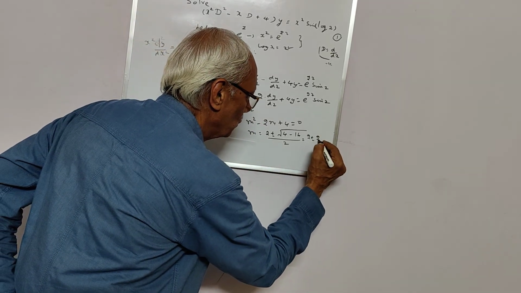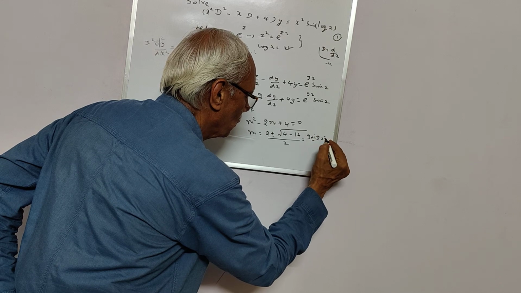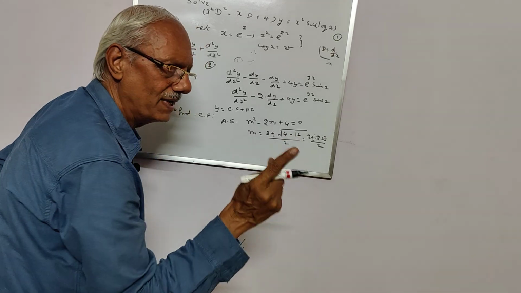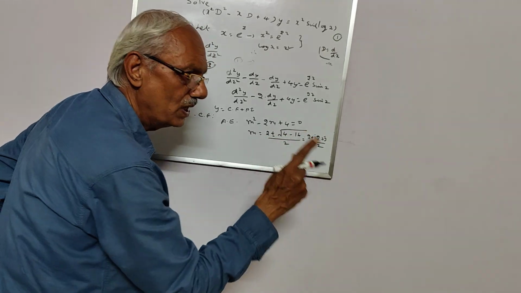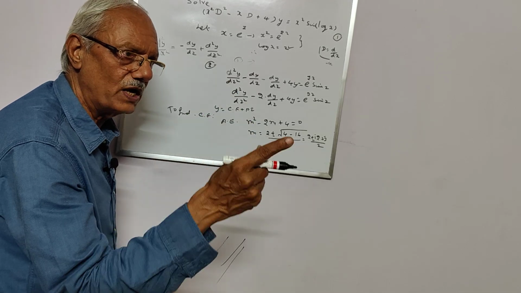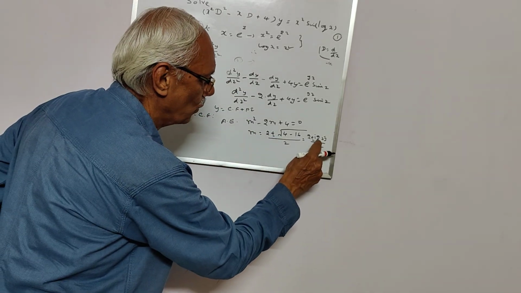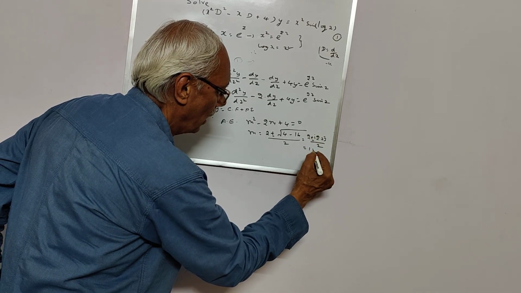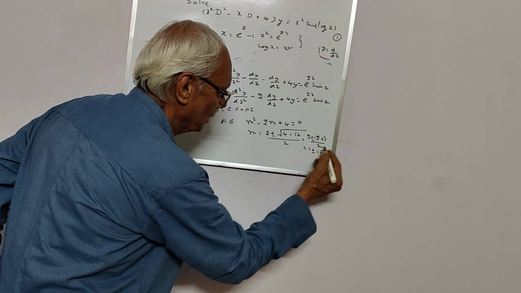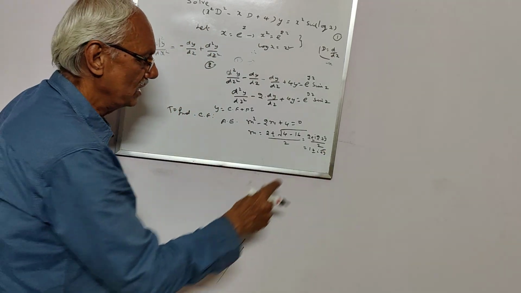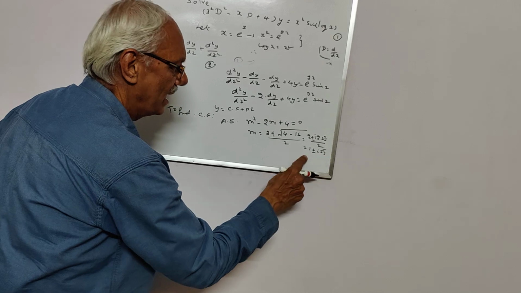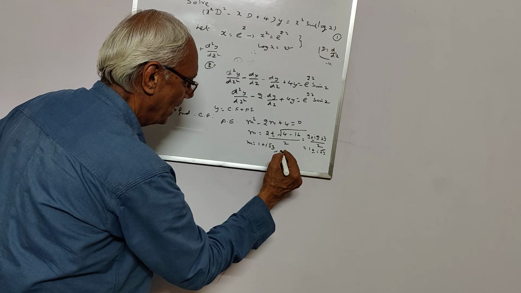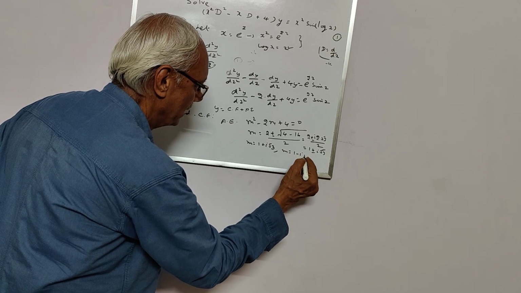You will get 2 root 3 divided by 2. Because minus 12 is an imaginary number, therefore I put i. And 12 can be written as 4 into 3, and the square root of 4 is 2. That is why I have taken this 2 outside. So 2 plus or minus i 2 root 3, which gives you 1 plus or minus i root 3. Imaginary roots occur in pairs. So m is equal to 1 plus i root 3, and m is equal to 1 minus i root 3.